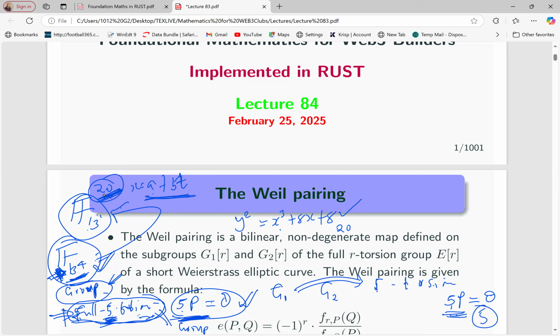But the full 5 torsion points are more than 5. Full 5 torsion points are those which obey this property and are part of this, including those which are in polynomial form. So even those in polynomial form that obey this property are points of the full 5 torsion.